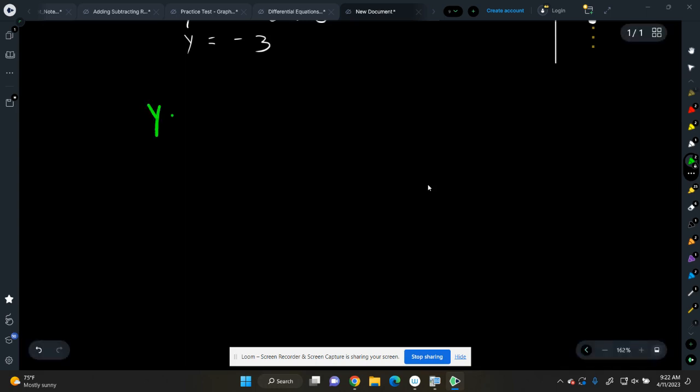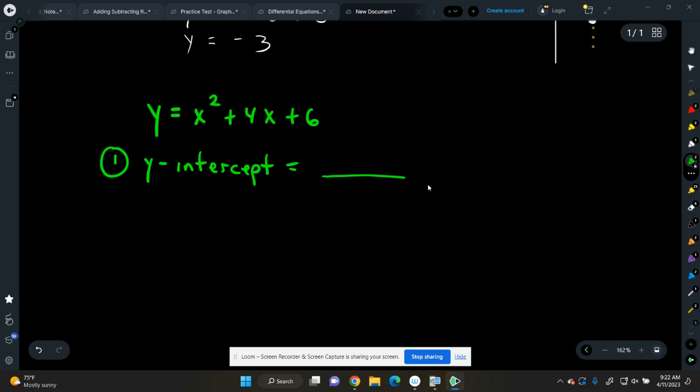Okay, y equals x squared plus 4x plus 6. Okay, so number 1. It's just like the quiz is going to be.